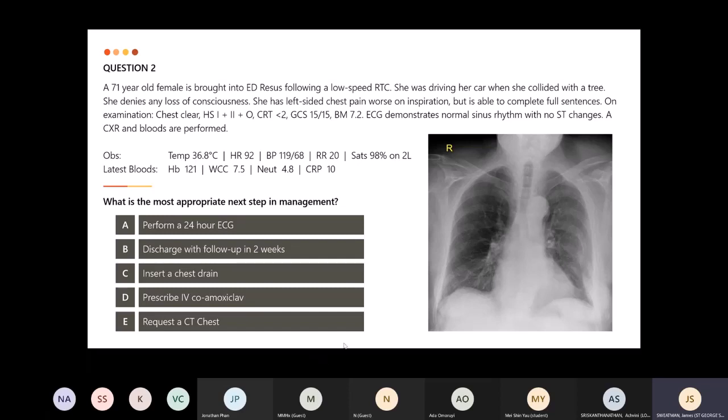On examination, her chest is clear, her heart sounds are normal, her capillary refill time is normal, her GCS is normal, her blood glucose is normal. The ECG demonstrates normal sinus rhythm with no ST changes. A chest X-ray and bloods are performed. The observations are all fairly normal. She's slightly tachycardic and she's on 2 litres of oxygen, and her bloods are fairly normal. CRP is marginally raised. What's the most appropriate next step?